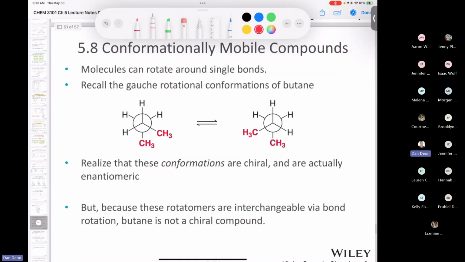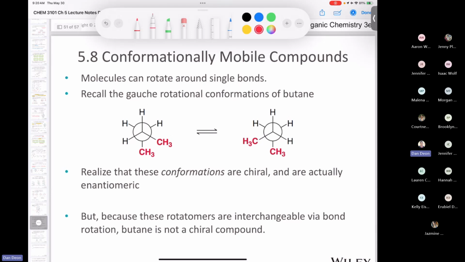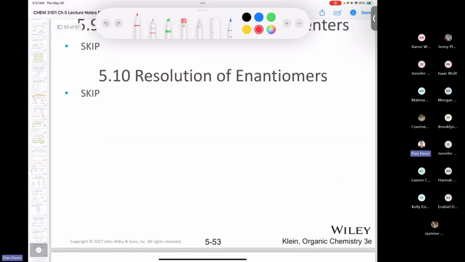Okay, so conformationally mobile compounds. This is something that, you know, I don't spend a lot of time on, but it is kind of interesting food for thought. If you think about a butane molecule, so if you just take plain old butane, 1, 2, 3, 4 carbons, okay? You guys are all perfectly aware that you can rotate around this bond. And we've also looked at Newman projections, right? We looked down this carbon-carbon bond and we drew Newman projections just like this one here.